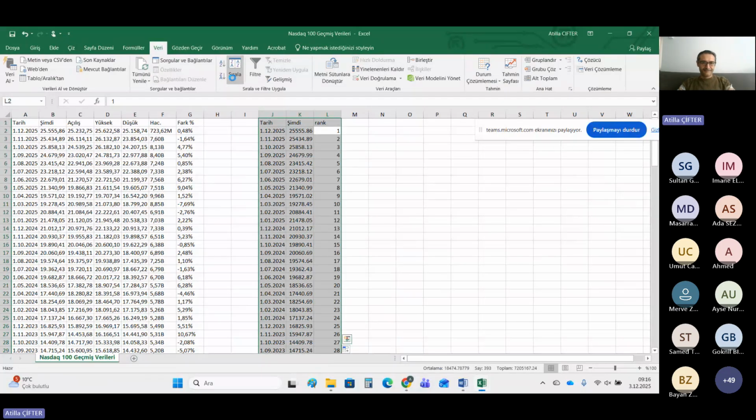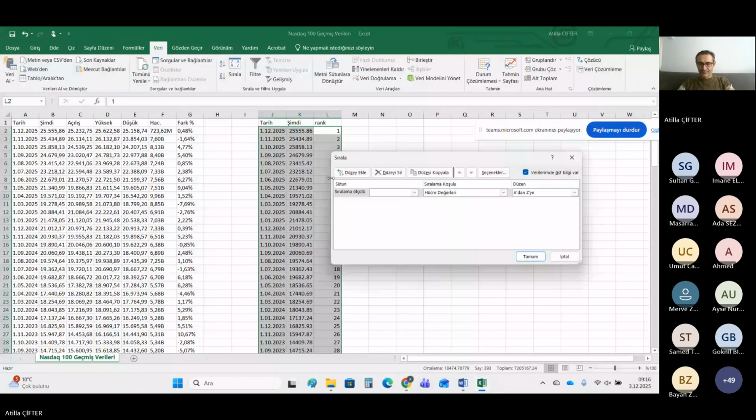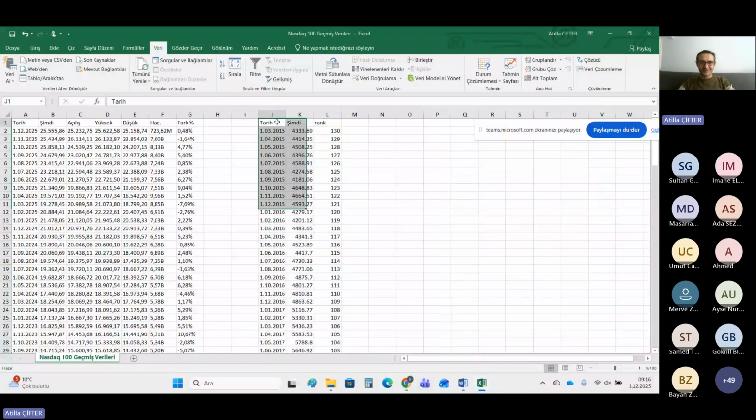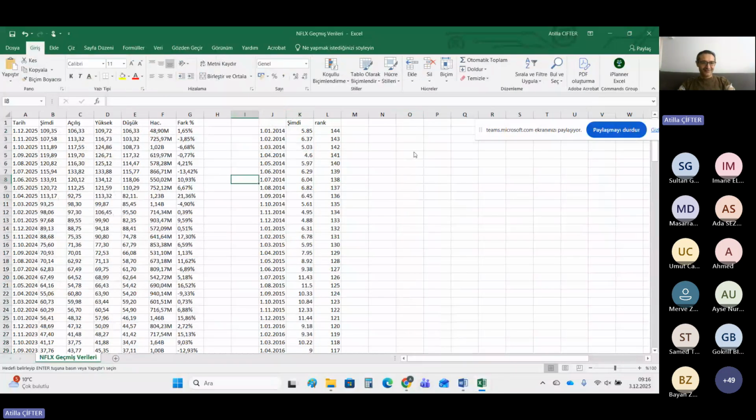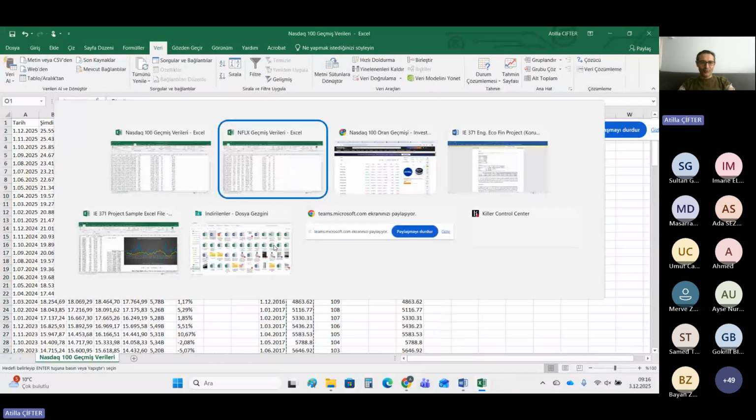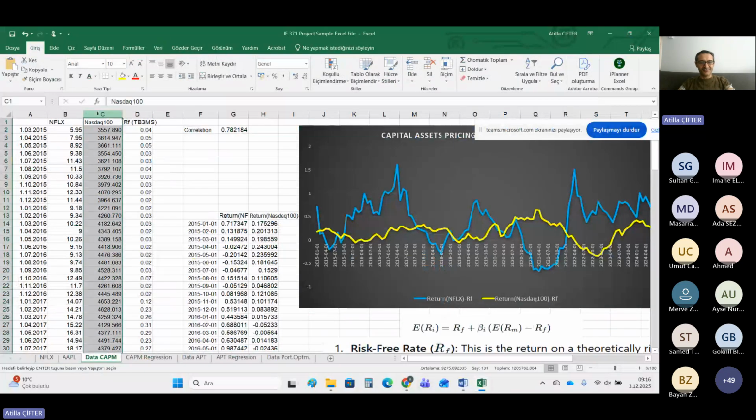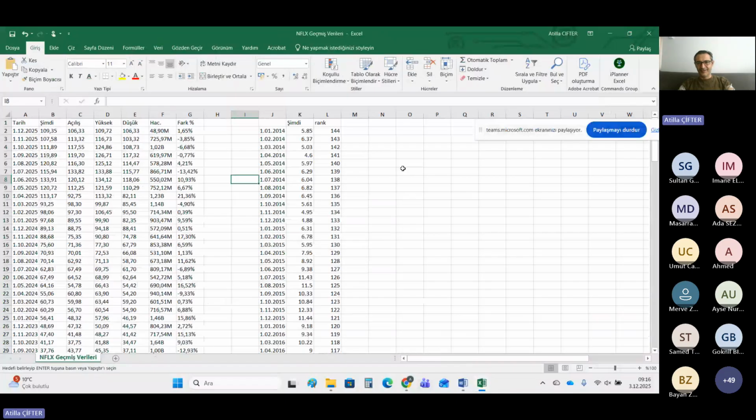And Data, rank from biggest to smallest, descending order. Now this is the Nasdaq data, as you can see. So let's see what is the difference between our new data and the old data. Okay, here you can see the Nasdaq return is here.